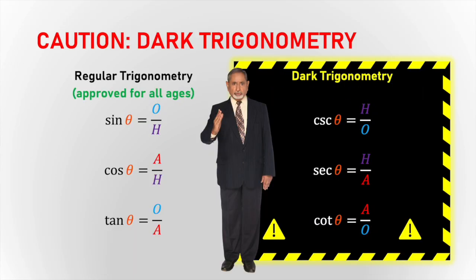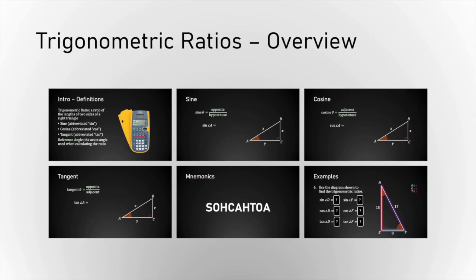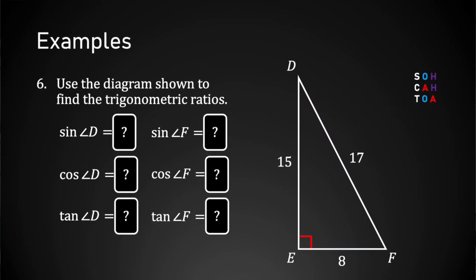That's it for the scary part. You can open your eyes now. Let's see these functions and the mnemonic in action. Our next example says to use the diagram shown to find the trigonometric ratios. So we're going to find the sine, cosine, and tangent for both angle D and angle F. To help you follow along, I've put a SOHCAHTOA in the top right corner. Let's focus on angle D first.